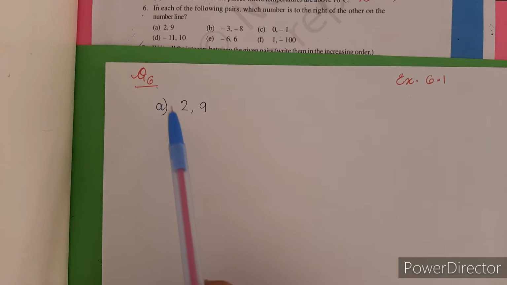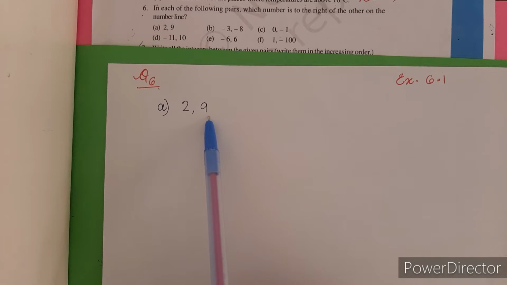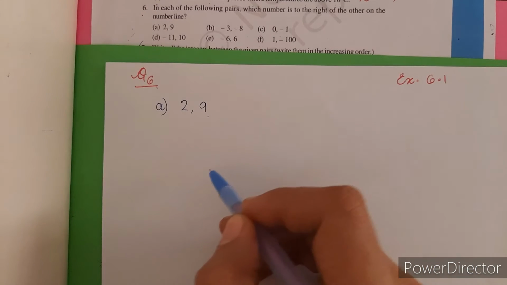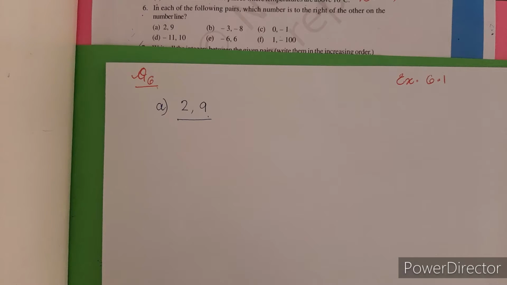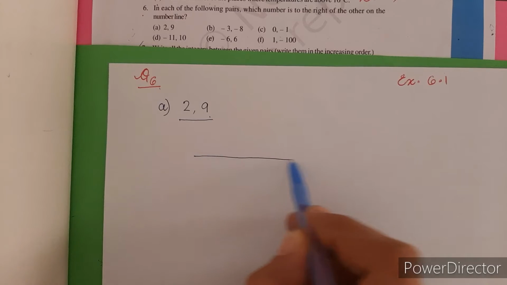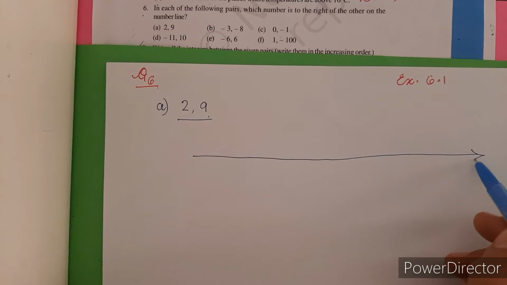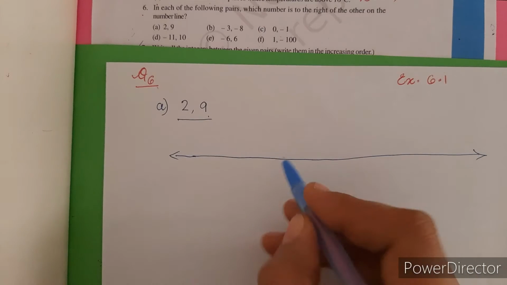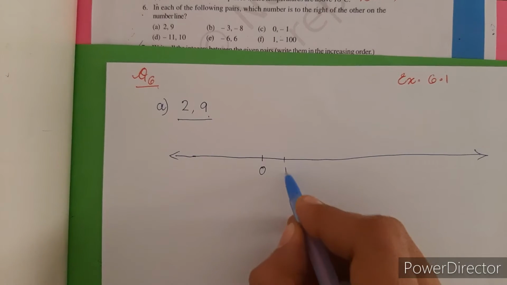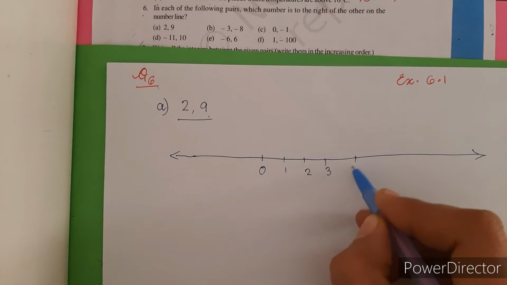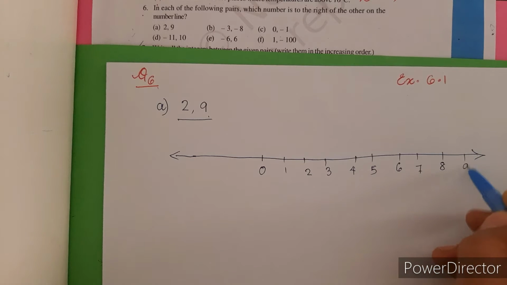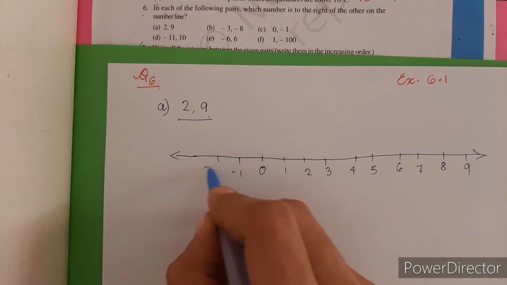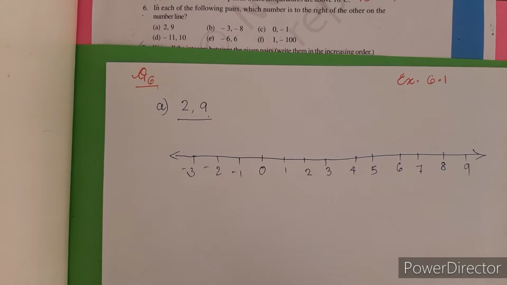So first the given pair is 2 and 9. First of all we can plot a number line, then we can find which integer is right to the other. This is your number line: 0, 1, 2, 3, 4, 5, 6, 7, 8 and 9. Then minus 1, minus 2, minus 3.